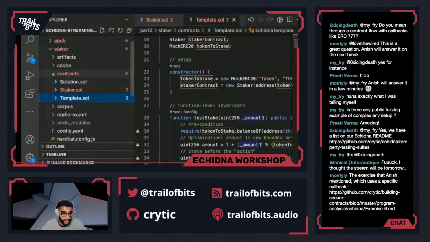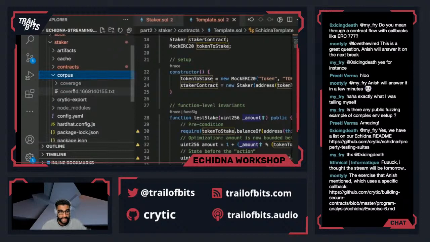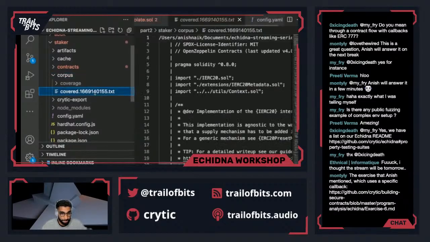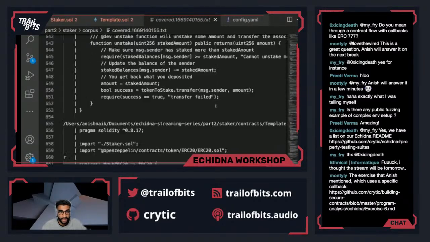So you'll notice that in this same staker subdirectory, we now have this corpus folder that's been populated. And this corpus folder has now this coverage subfolder, which are interesting sequences that Echidna will store on the local file system so that it can reuse them in later runs. And then we have this covered file, which is the actual coverage report. So coverage reports look like covered dot timestamp or some number dot txt. So we'll open this up. And so this is the flattened file with all the different contracts.